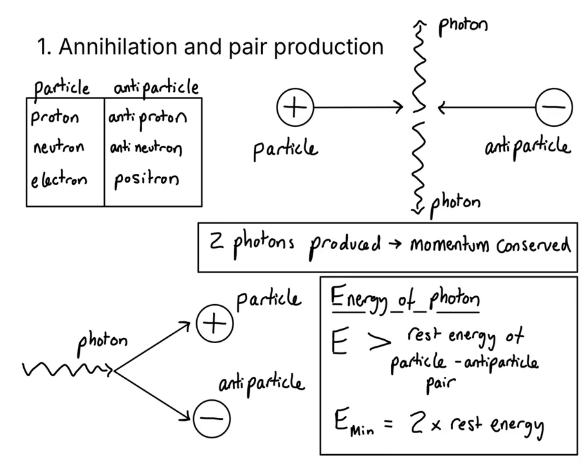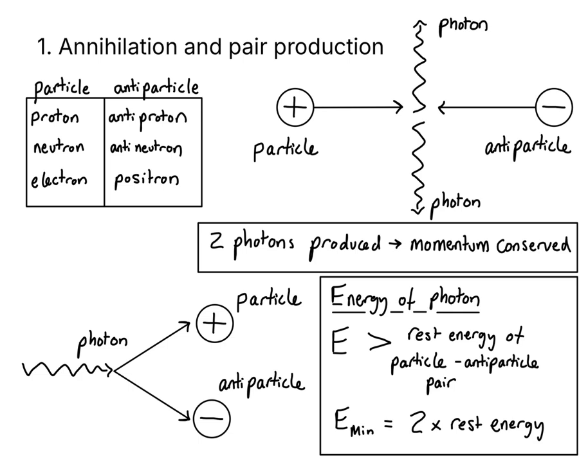We begin with annihilation and pair production. Every particle has a matching antiparticle, same mass, opposite charge. When a particle meets its antiparticle, they obliterate each other completely. All of their mass is converted into energy, carried away as photons, following Einstein's famous equation E equals mc squared.